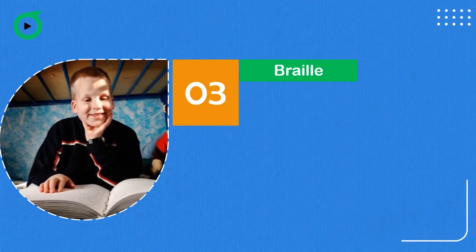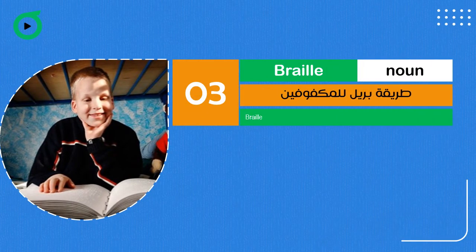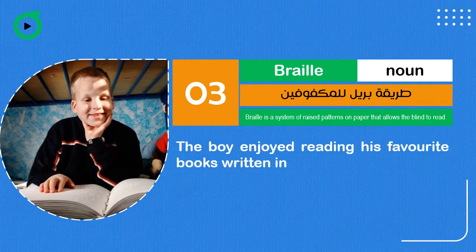Braille. Braille is a system of raised patterns on paper that allows the blind to read. The boy enjoyed reading his favorite books written in Braille.